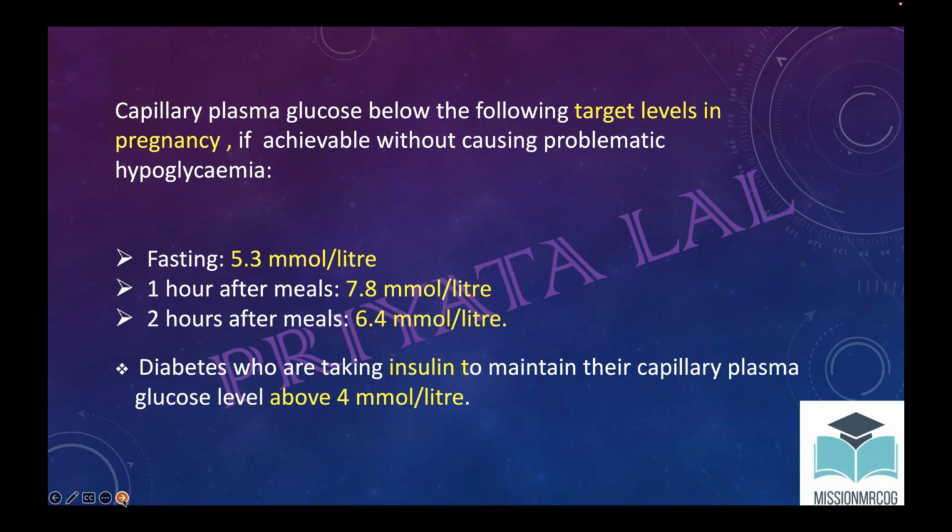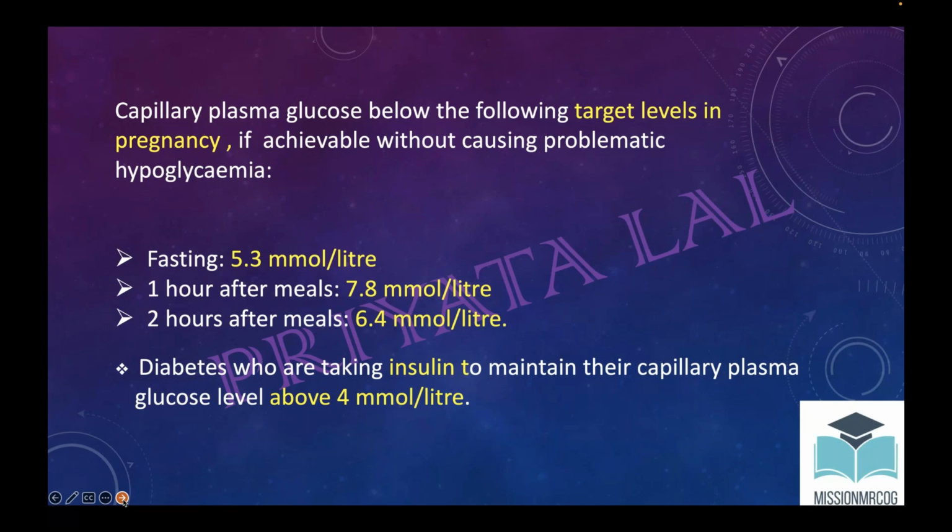So 1 hour was the same previously also in GDM, and here the 1 hour is the same, 7.8. So fasting is 5.3, 1 hour 7.8, 2 hours 6.4. So these are the targets we want to achieve. But for the women who are on insulin, they have to maintain their level above 4 millimole per liter.